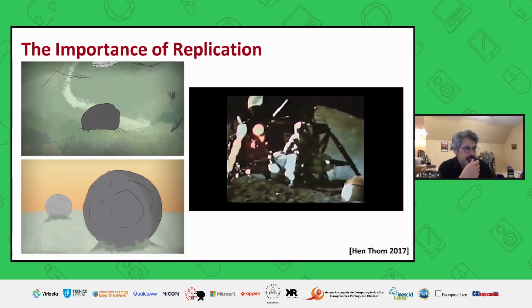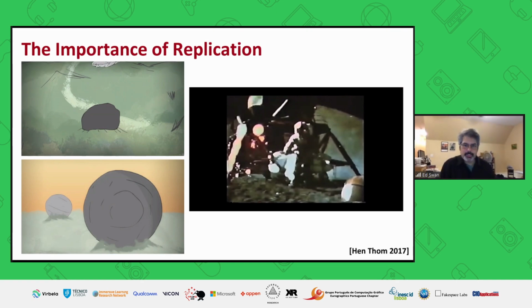And he dropped a feather and a hammer, and the moon has 1/6 the gravity of the Earth. So you'll notice that the hammer falls noticeably more slowly than it would fall if you dropped a hammer on the Earth. And the moon has no atmosphere, so the feather and the hammer fall together.